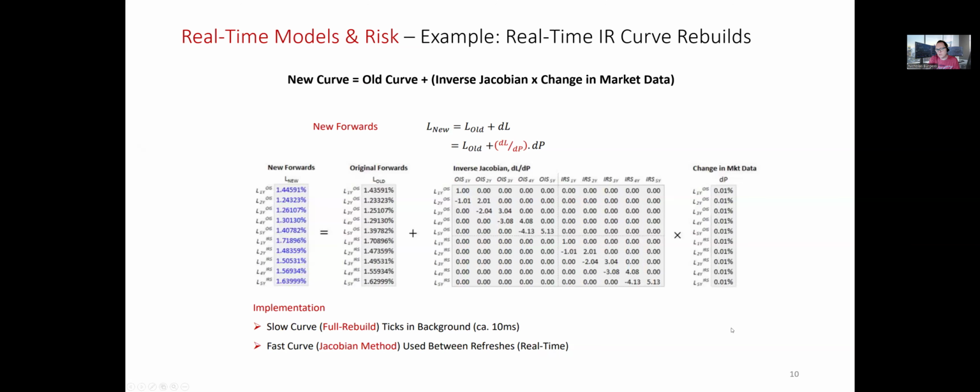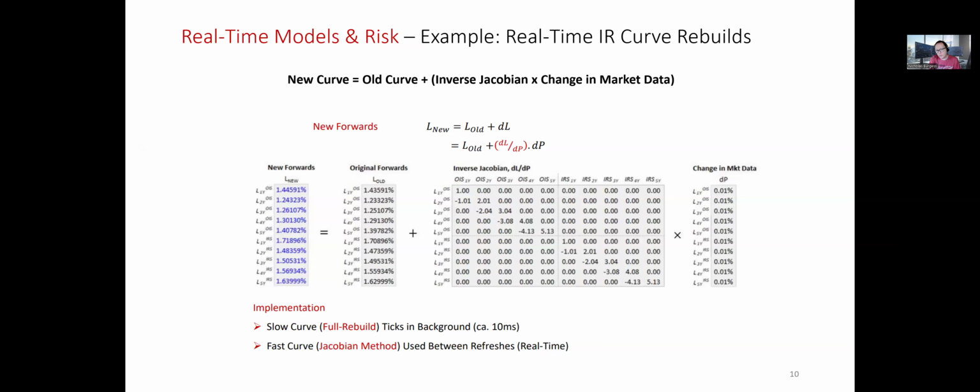Now, if your yield curve takes 1 minute to run, or 30 seconds, say, then you can just incrementally refresh the original curve using the Jacobian method, and just keep updating it that way in between the full rebuild calculations. So that way you have a combination of two curves. You always run your slow curve, and in between refreshes, you can use the Jacobian method.